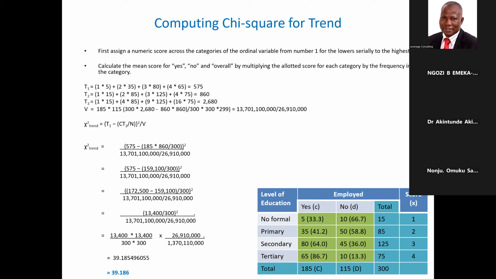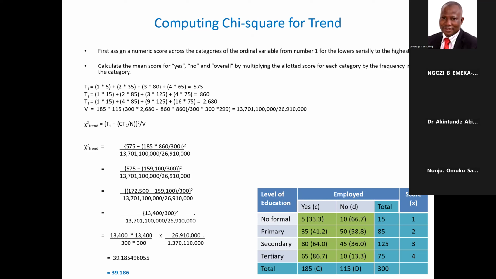Now, how is it done if you want to solve it manually? You first assign a numerical score across the categories of the ordinal variable, from number 1 for the lowest serially to the highest. Normally when you want to give an arbitrary number, you start with 1. If you start with the lowest, it doesn't really matter about the distance between each value, you just say 1, 2, 3, 4. So this one is 1, 2, 3, 4 because there are 4 categories. First of all, do that. In this case, that's what you see in the last column attached to the table, 1, 2, 3 for each level.